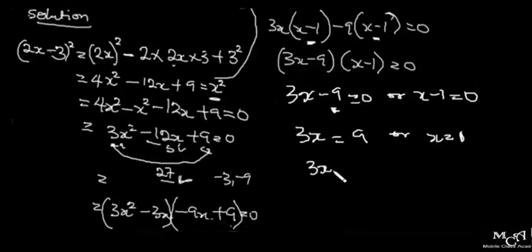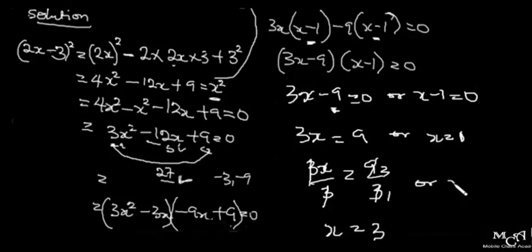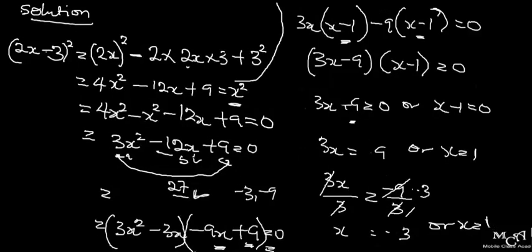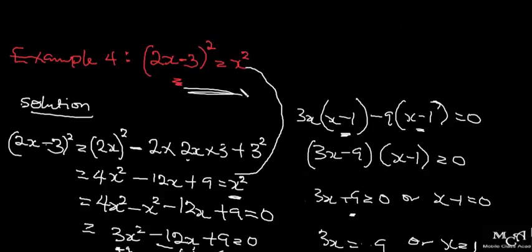Therefore, we are going to do 3x over 3 equals 9 over 3. So we divide through by 3. So x will now equal, 3 goes here 1, 3 goes here 3. x will now equal 3, or x equals 1. So the solution to the question given above is x equals 3 or x equals 1. So this is the answer to this question.